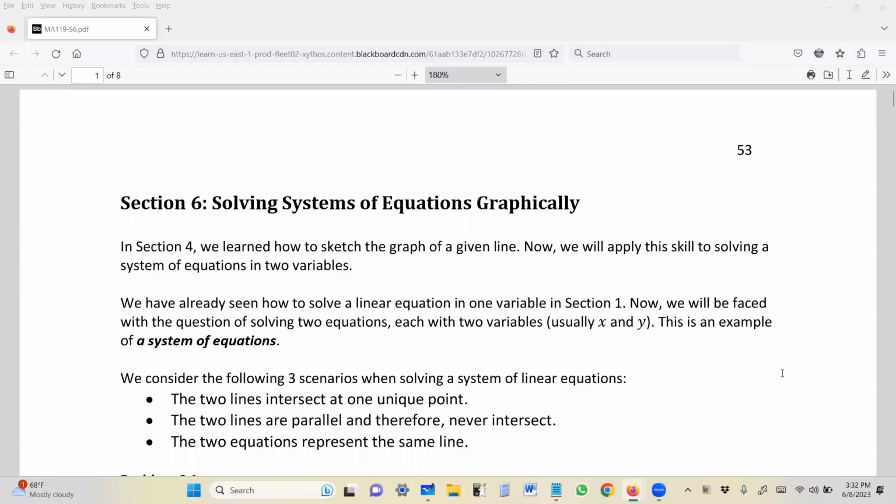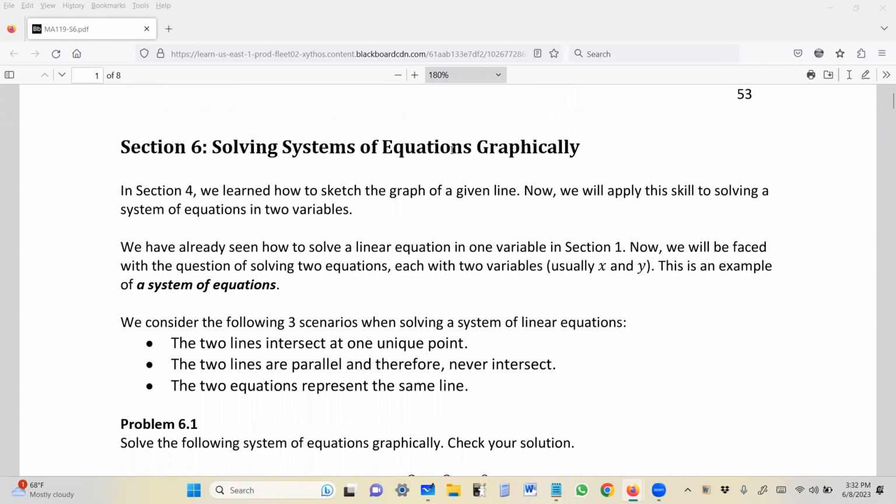Hello, everybody. So this is the video dealing with section 6, solving systems of equations graphically. And I should say solving systems of linear equations graphically. This topic is not very important because we have two other techniques, which is solving system of equations using the substitution method and the addition method. So those are way more important techniques, and we'll focus on those. But since this is part of the course, I'll go over one example with everybody here.